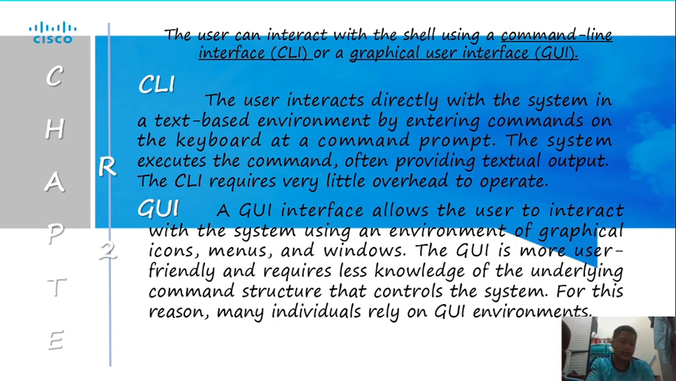The next is GUI. What is GUI? A GUI allows the user to interact with the system using an environment of graphical icons, menus, and windows. The GUI is more user-friendly and requires less knowledge of the underlying command structure that controls the system. For this reason, many individuals rely on GUI environments. So, that is the meaning of the command line interface and the graphical user interface, the CLI and the GUI.